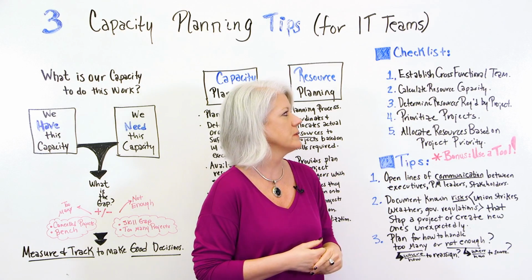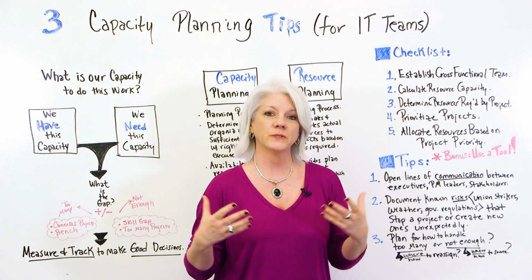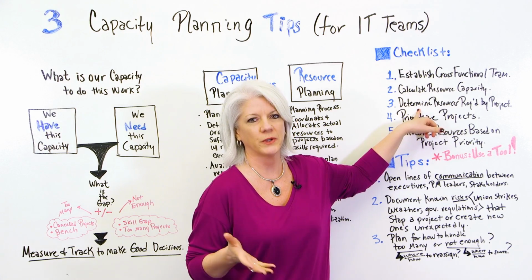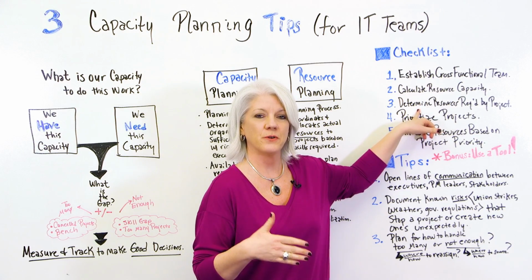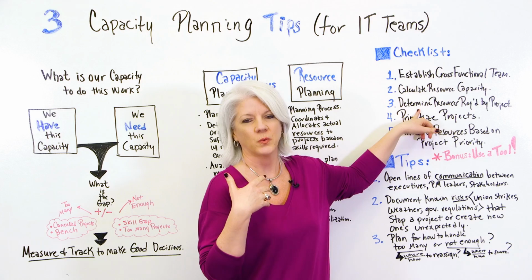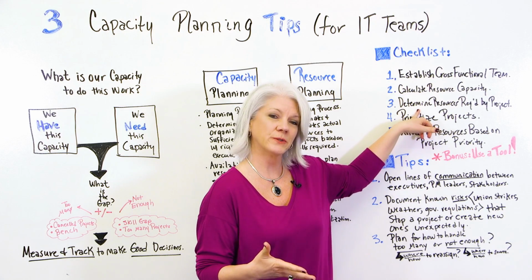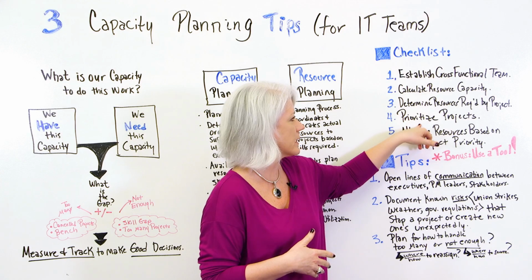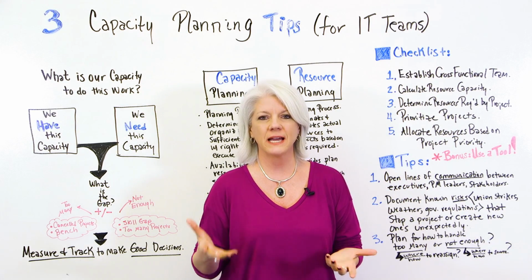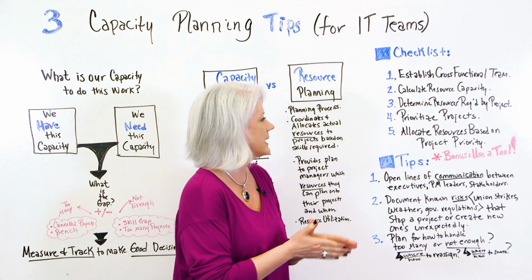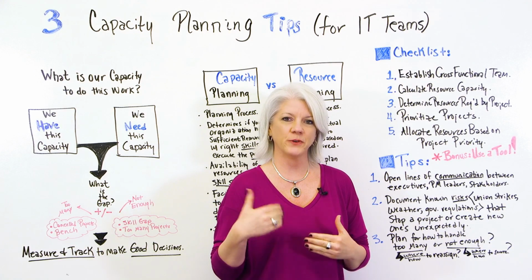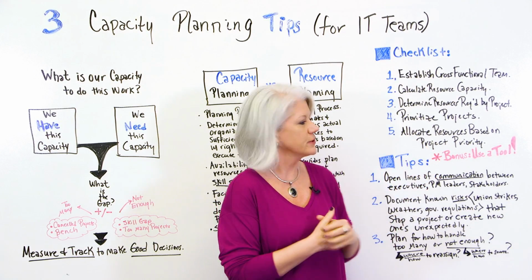You also want to calculate the resource capacity. You want to determine what resources are required by project. So for every project, you're looking at what is the scope and what resources are required to do the task for those projects. Then you want to prioritize your projects for the organization and allocate the resources based on the priorities for your organization and how they align to the goals.